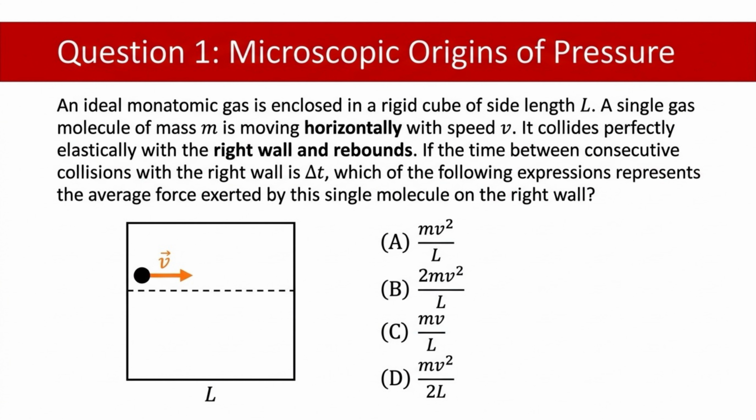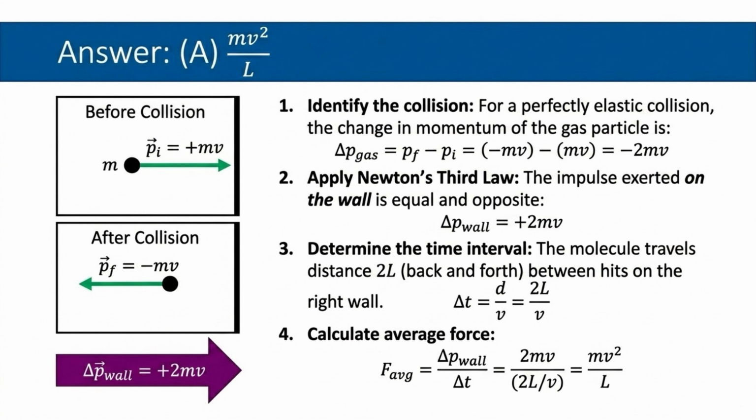So now we can see the answer is A, mv squared over L. Here's a trick. Force is impulse over time. Each bounce flips the molecule's momentum from positive momentum, mv, to negative momentum, negative mv. Going to the right is positive, going to the left is negative. So the molecule loses 2mv. Why? Because when it's going to the right, it has to lose mv first to become 0, then loses another mv to become negative mv. So it actually lost 2mv of momentum. By Newton's third law, the wall gains 2mv.